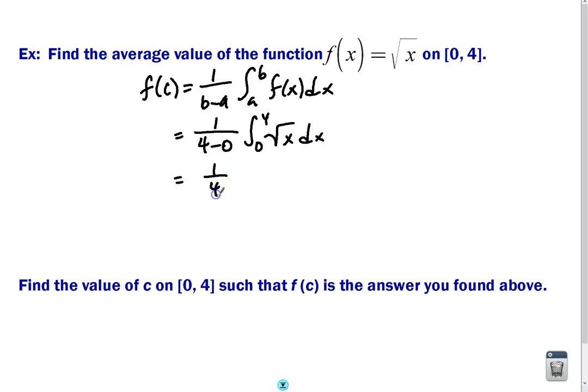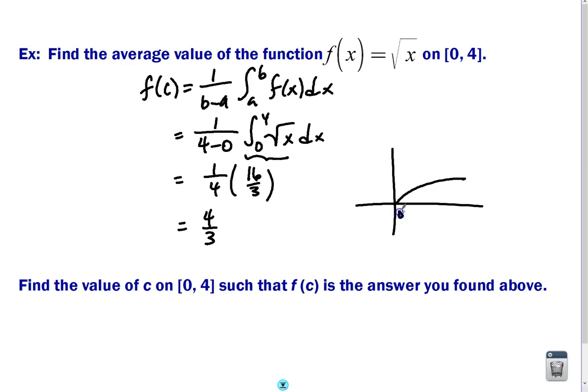Well, since I already did this one earlier, I'm going to cheat a little bit. I already know that this is equal to 16/3. So then 1/4 of 16/3 is just 4/3. So even though on this curve from 0 to 4, I have an infinite number of y values right here, the average y value out of all these y values is 4/3. That's pretty cool. Now, the question is find the value of c on 0 to 4, such that f of c is the answer you found above.